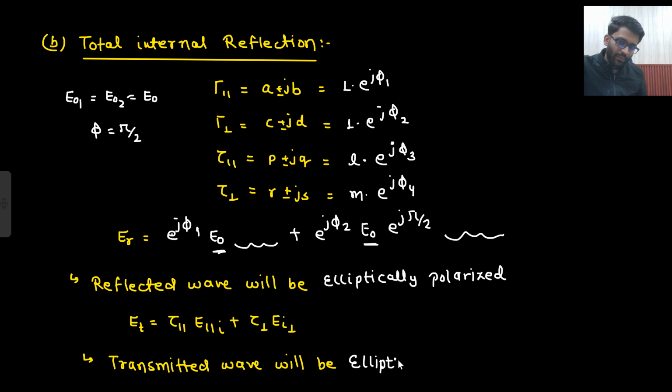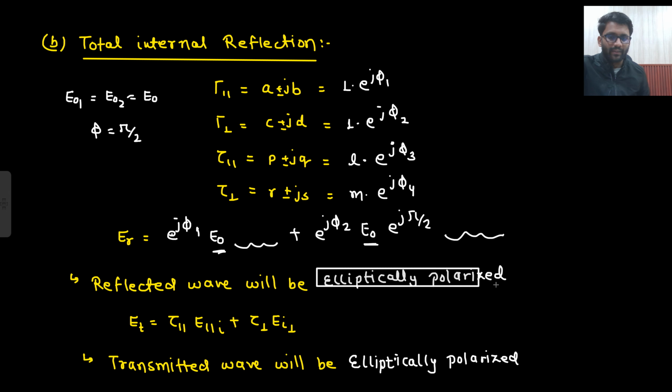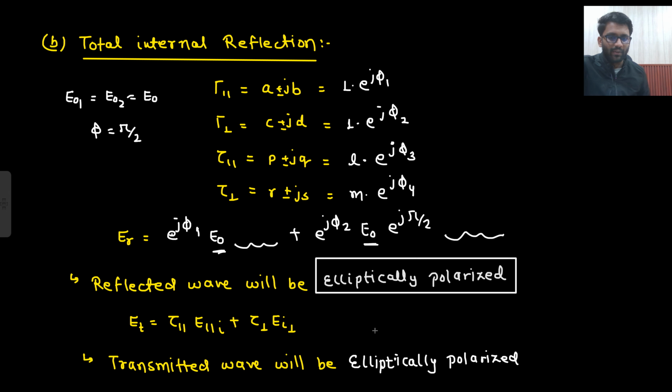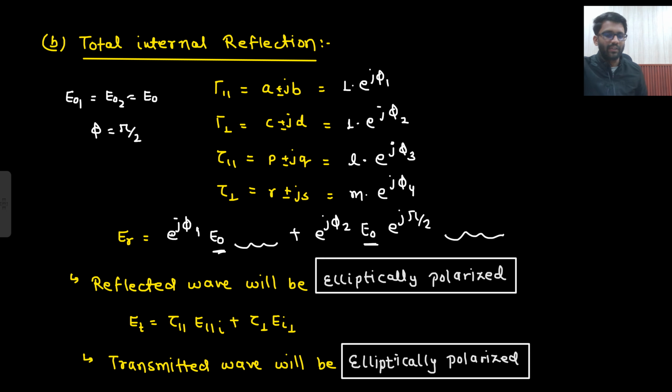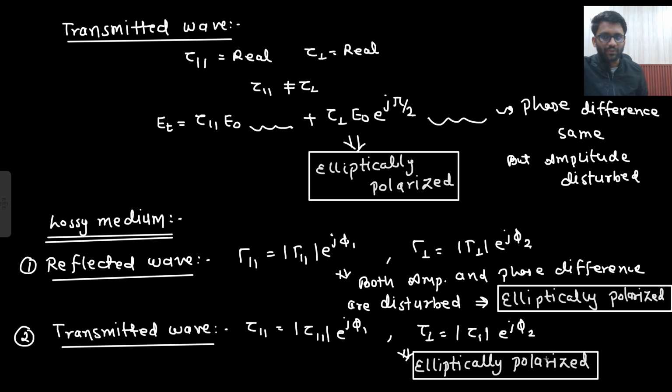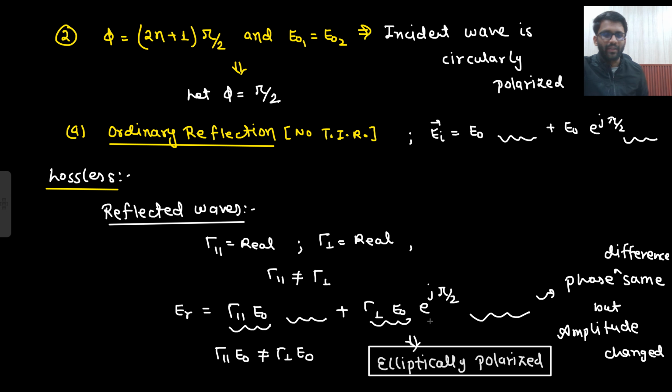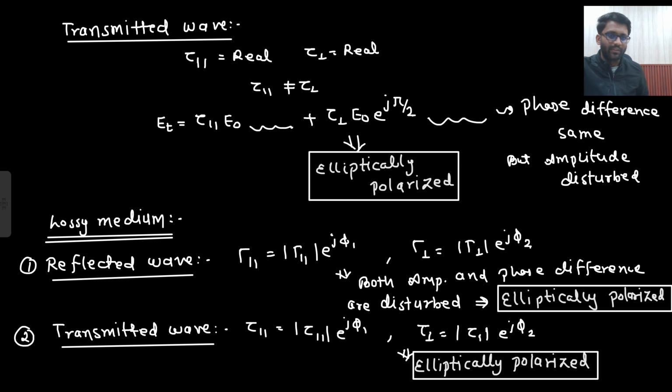So in all cases, what is the answer that you are getting? That my reflected field is elliptically polarized. But what about right hand, left hand? That is the same. Here also you are getting elliptically polarized. Whether it is a case of total internal reflection, whether you have a lossy medium or a lossless medium, your circularly polarized wave is being changed to elliptically polarized only, whether it is reflection or transmission.